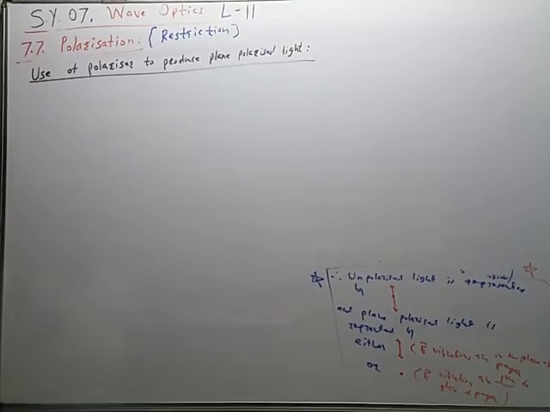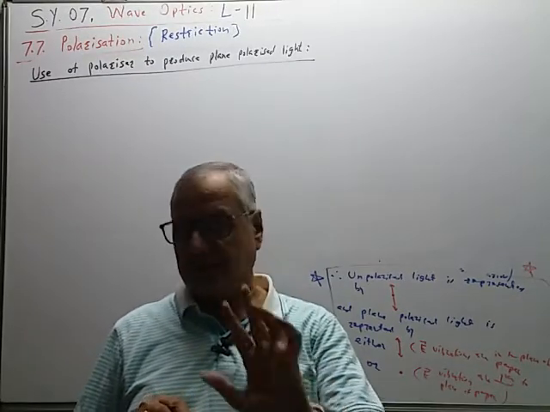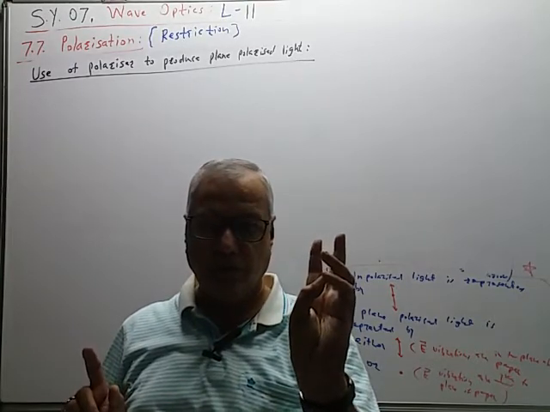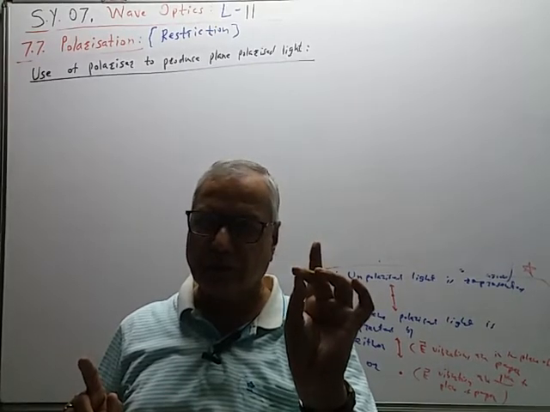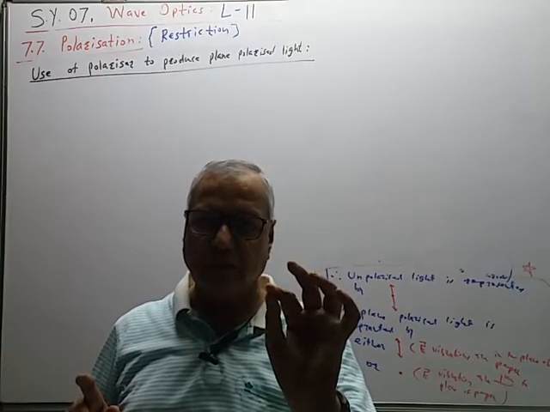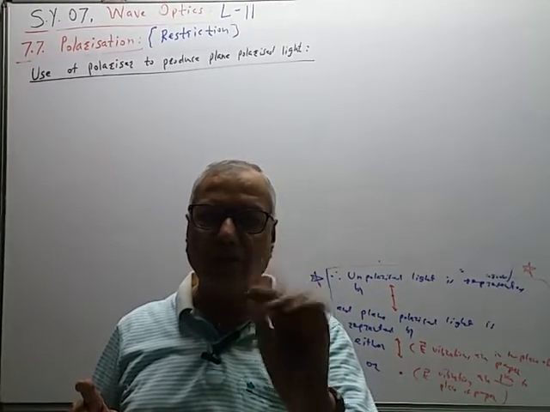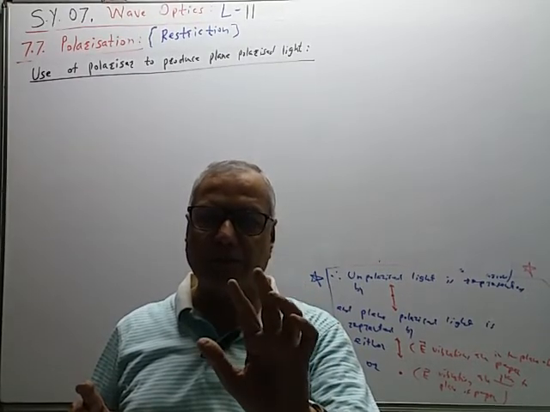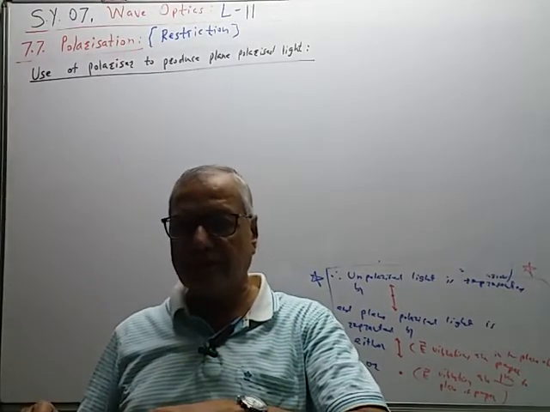Actually, plane polarized light can be obtained by 4 or 5 methods. One is this method using a polarizer. Second method is by using a reflection phenomenon. Third is by using a double refracting crystal, nicol prism. The fourth one is dichroism, and one more method is the scattering method. So in total there are 5 methods. Out of 5, 3 methods are included in our syllabus. The remaining 2 are not included. So this is the first method that we are going to see.